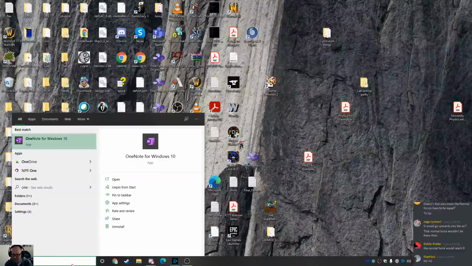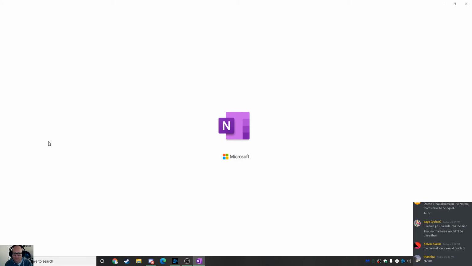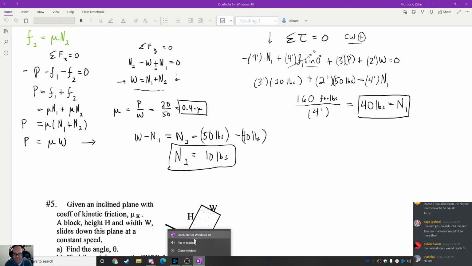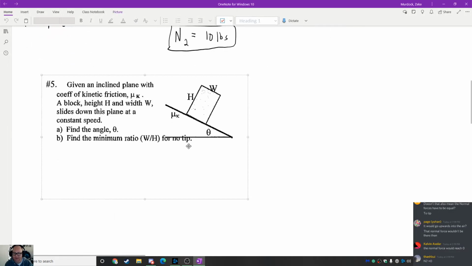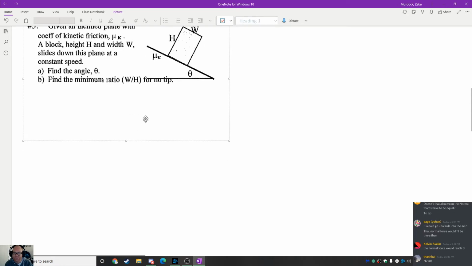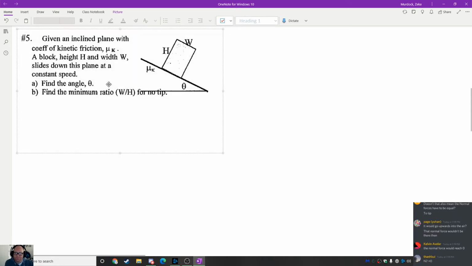I should probably pin this to the taskbar, right? Okay, let's see if it'll let me click it now. It did. So I want you to read this problem, and I want you to draw a free body diagram, and then we'll talk about it. After you've drawn the free body diagram, you can try, if you want, to solve the rest of it.